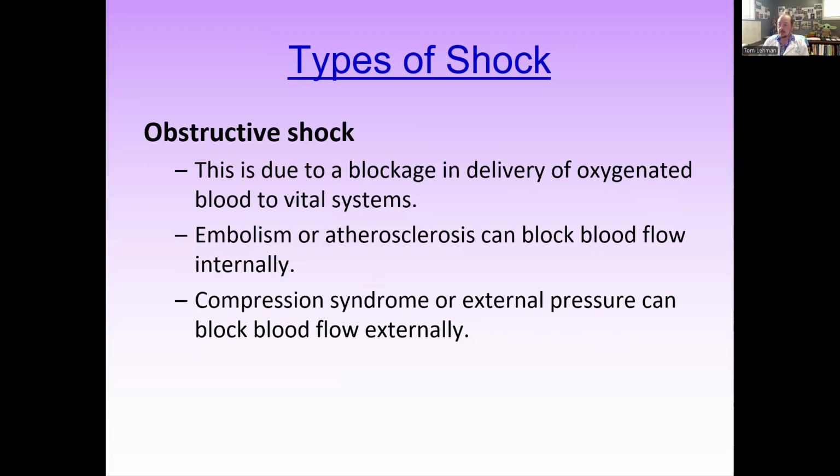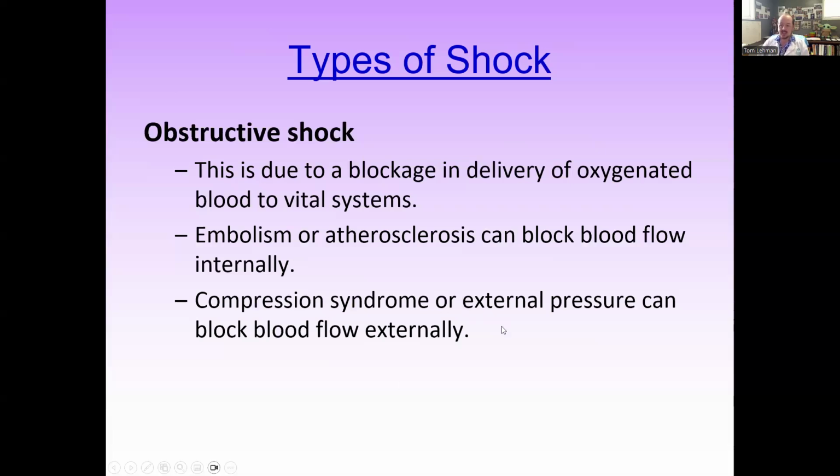Obstructive shock. Something is blocking delivery of oxygenated blood to vital organs. An embolism has gone somewhere and has blocked blood vessels to the brain, or you have a blockage of atherosclerosis that's plugging up vital organs like the coronary circulation. Compression syndrome can do this as well.